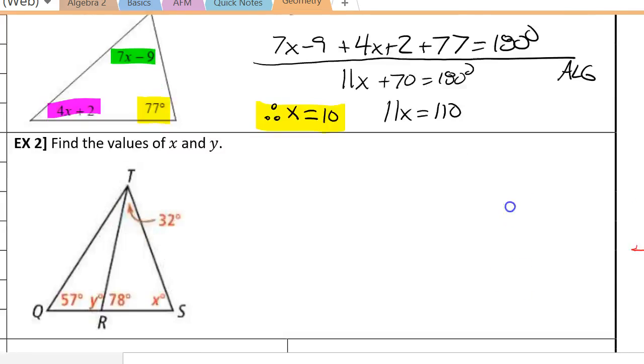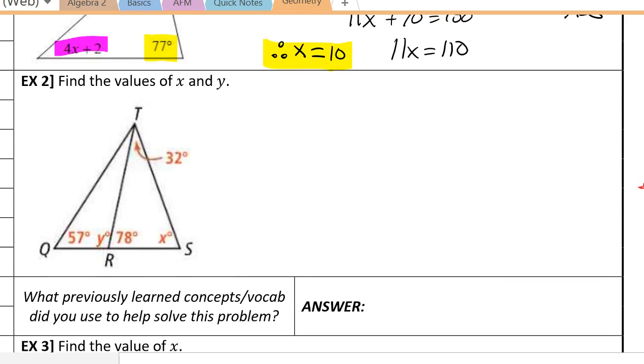Next problem, find the values of x and y. In this particular triangle diagram, we should see that there are actually two separate triangles. We should see the triangle TQR as well as the triangle TRS. Usually when these diagrams get more complex, it's often helpful to simply look for the smaller pieces that make up the more complex diagram and go from there.